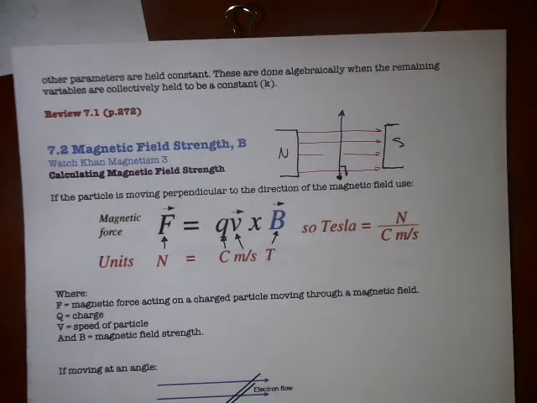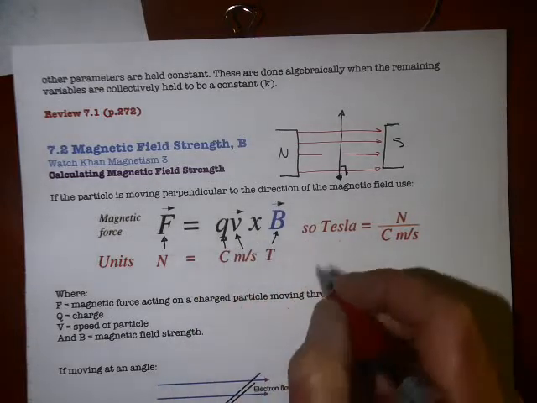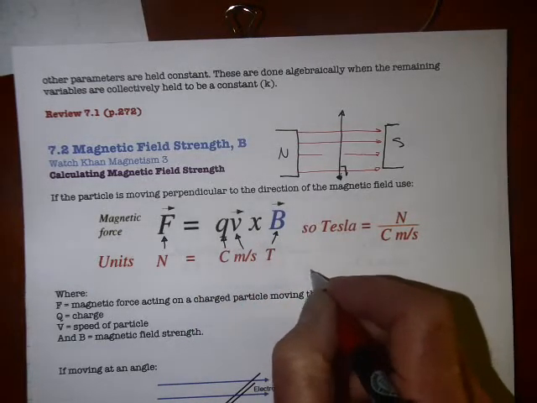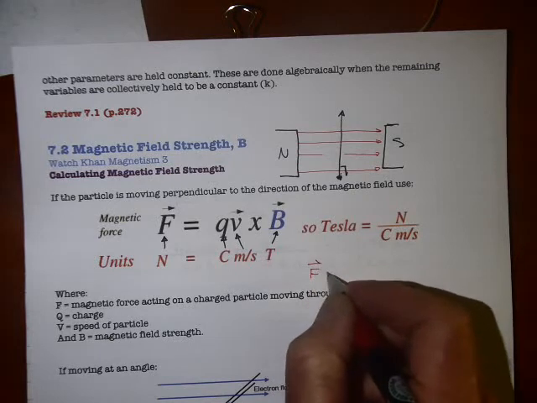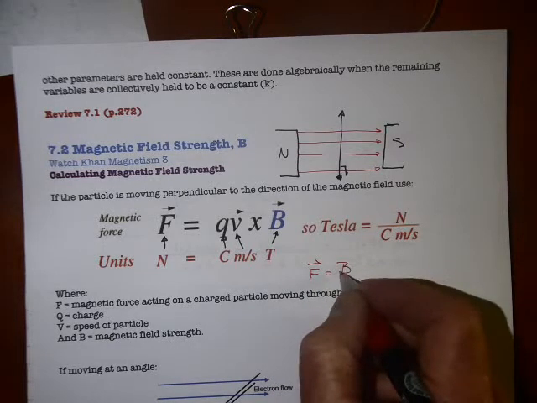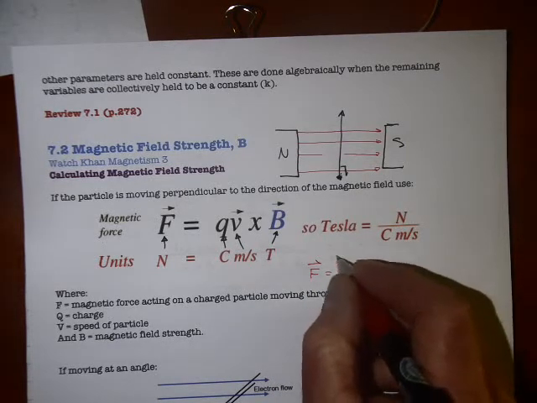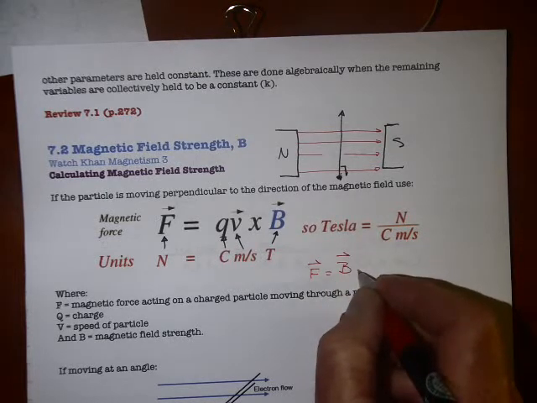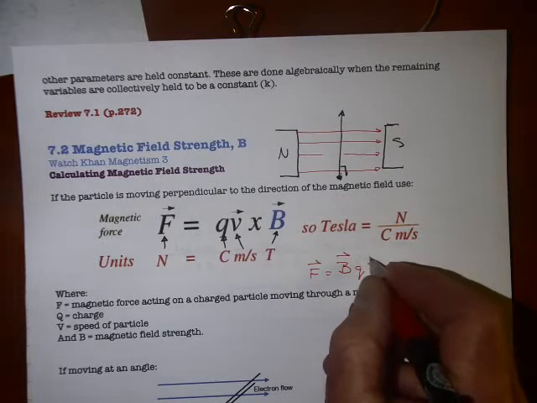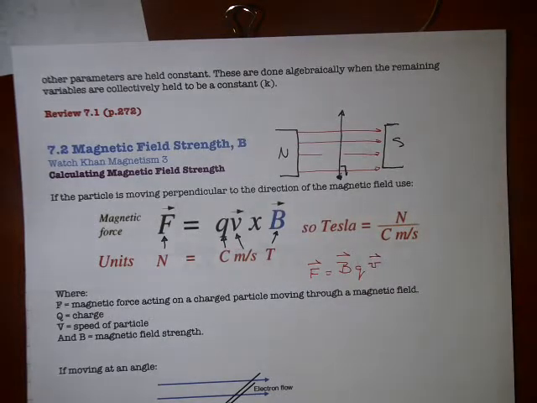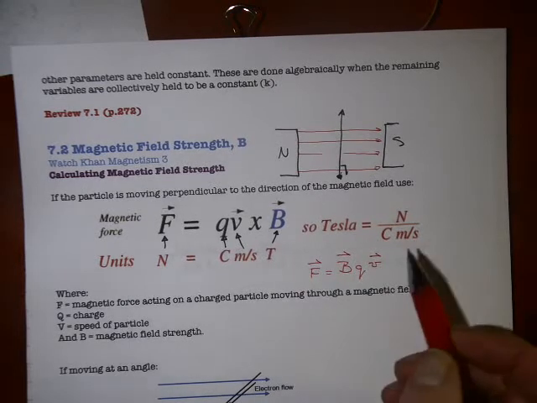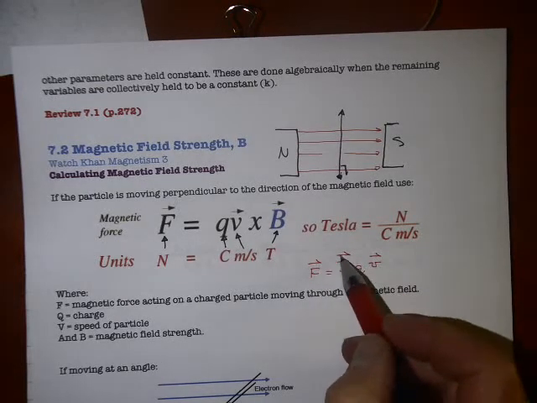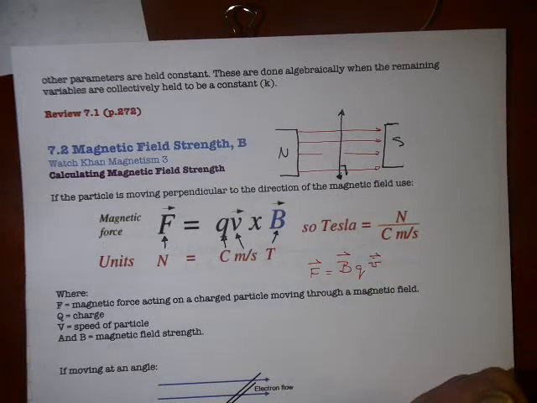Now, normally in the textbook you won't see it written in this order. You'll see it written as force is equal to B. They usually put the B first, the field strength first, then charge, and then the velocity. Now notice that these three are all vector quantities.